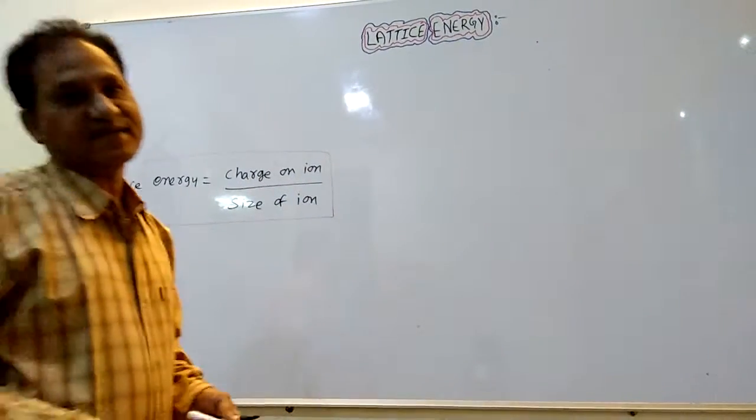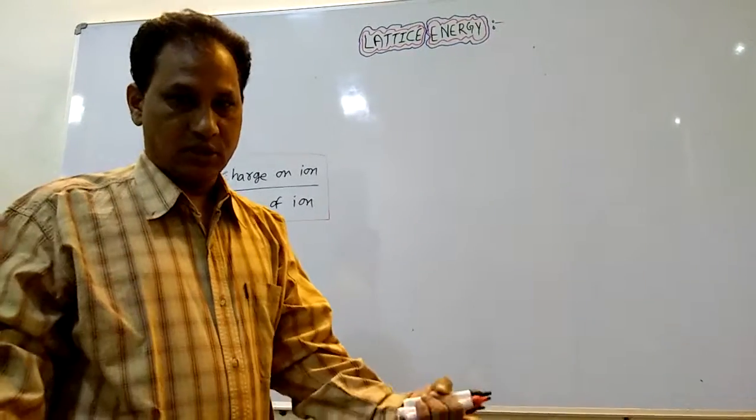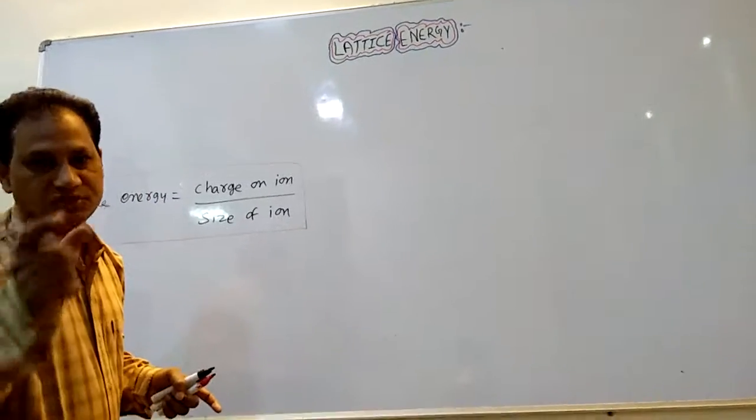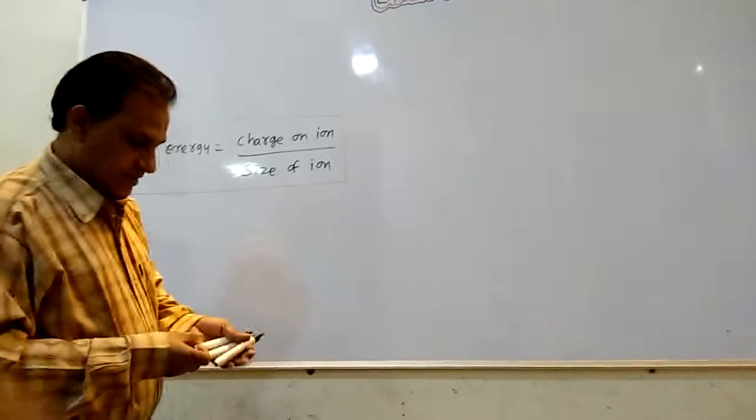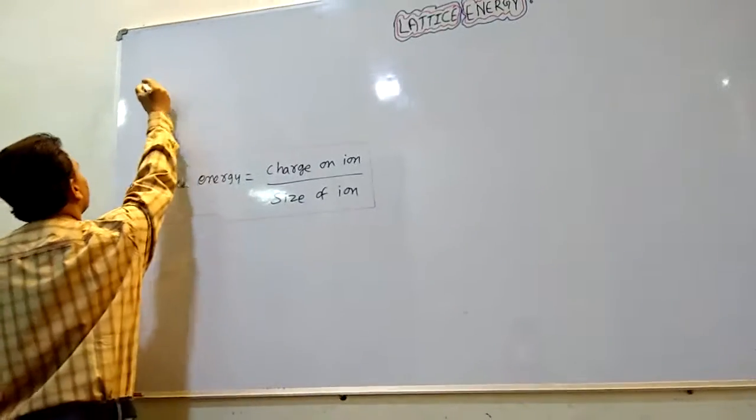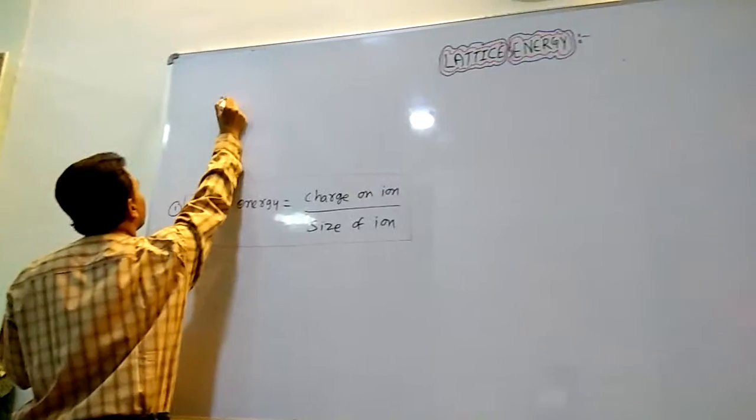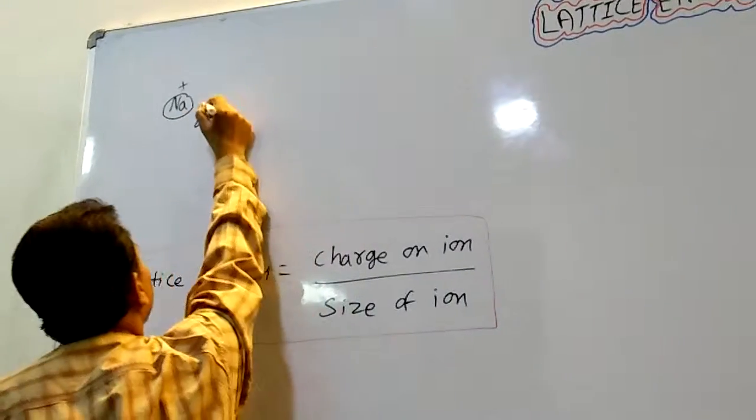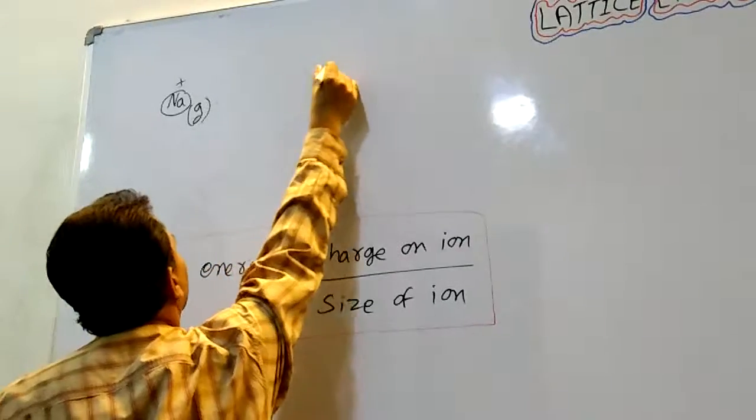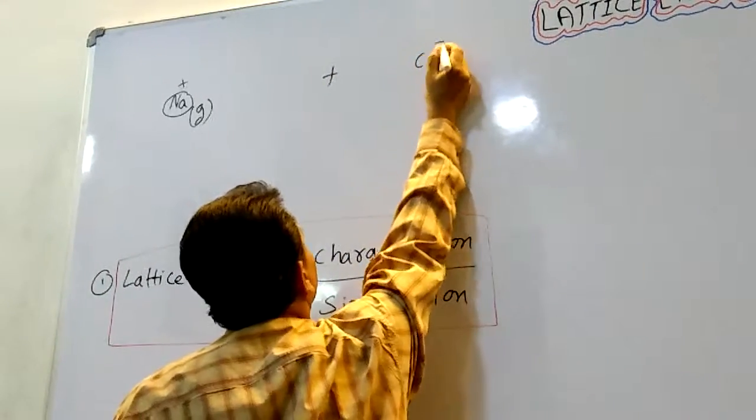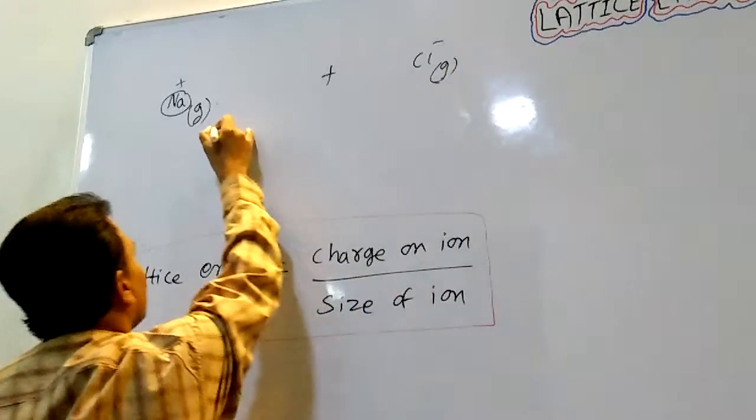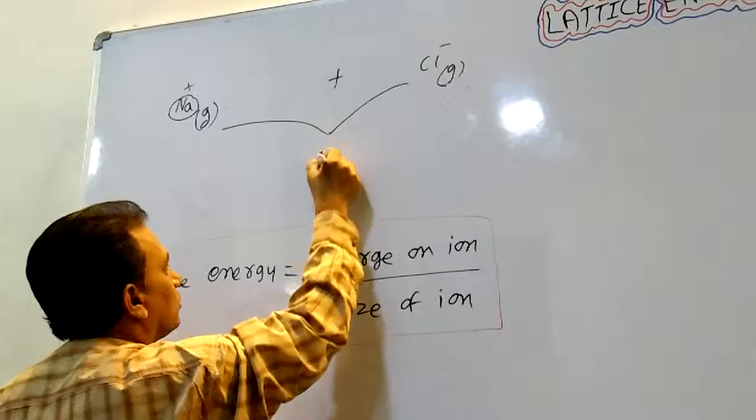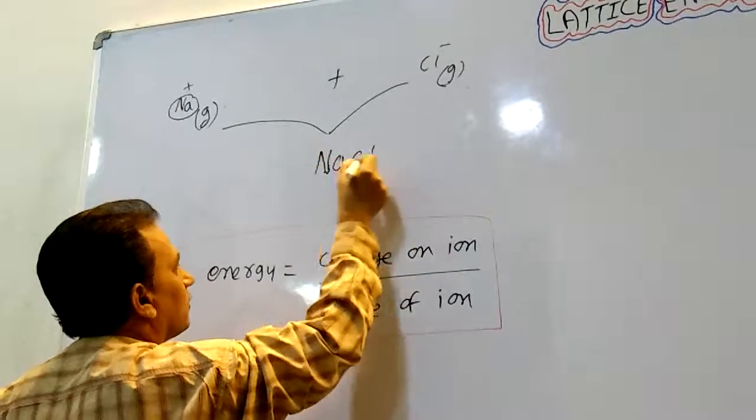What is the lattice energy? Lattice energy means the amount of energy released when oppositely charged gaseous ions come close together to form one mole of crystal. It is an exothermic process. Suppose Na plus gaseous ion combines with chlorine ion, in gaseous state. They combine together to form one mole of crystal, one mole of solid.